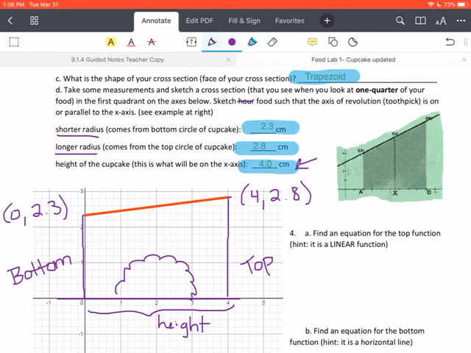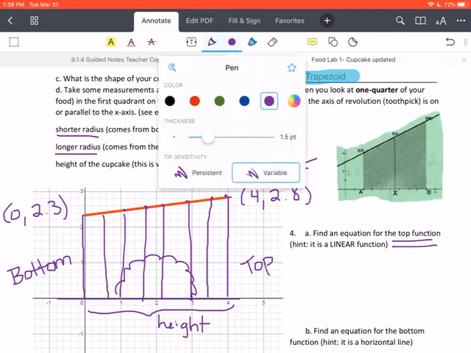Okay, so how are we going to find the equation for the top function? It is a linear function. In other words, what is going to define the radius as we go through the entire cupcake, because all of these eventually are going to be radii of a circle. So we are looking at how I am going to find the heights of these different radii that I just drew in. Well, we need to find the function that's formed by that red line.